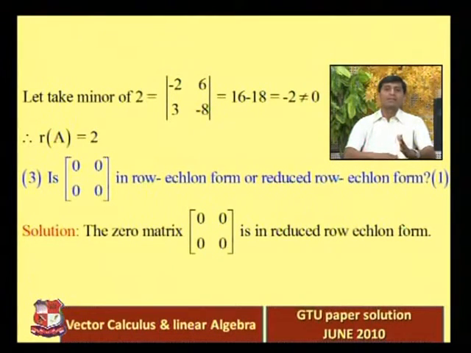So that's why you can say that this matrix is in reduced row echelon form, and definitely this matrix being in reduced row echelon form means it is also in row echelon form. Okay, so it is both row echelon form and reduced row echelon form. So just try to understand carefully.